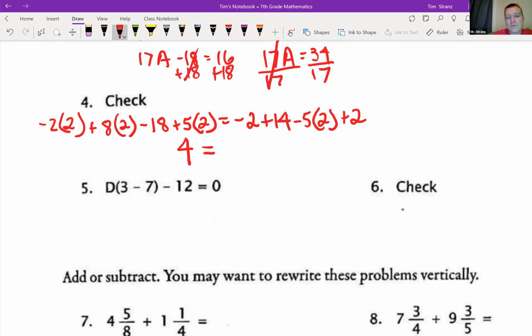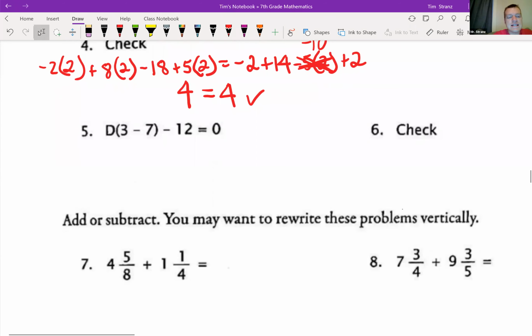On the right side, I need to do multiplication first. So this negative 5 times 2 right here is going to become a negative 10. I'm going to write that up here. All right, so I got negative 2 plus 14 is 12. 12 minus 10 is 2. 2 plus 2 is 4. So you know that you're correct.